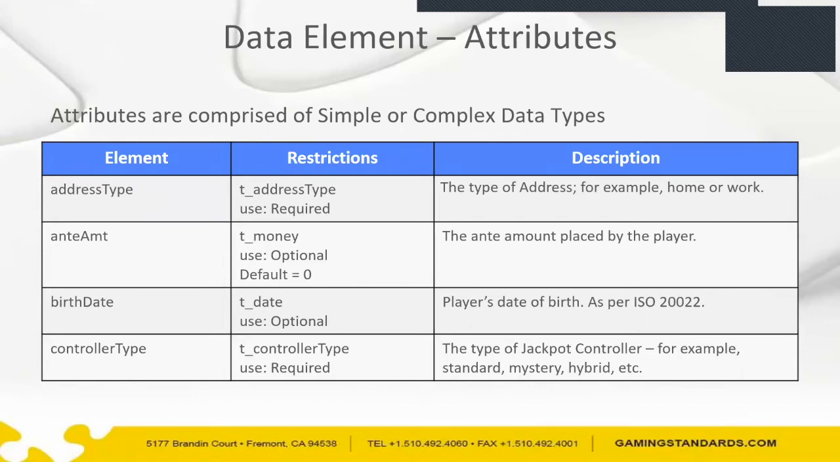Controller type is another element. It uses the T underscore controller type simple type, and it is the type of jackpot controller, for example, a standard jackpot controller, a mystery, or a hybrid.